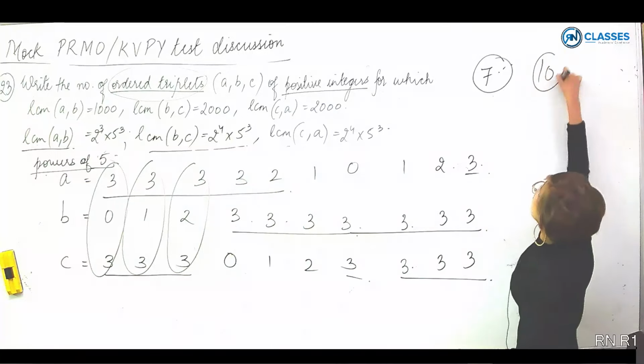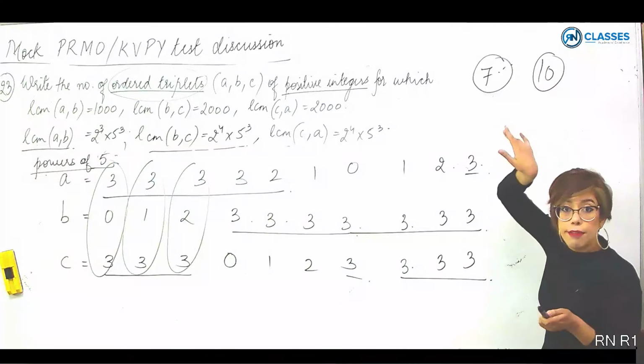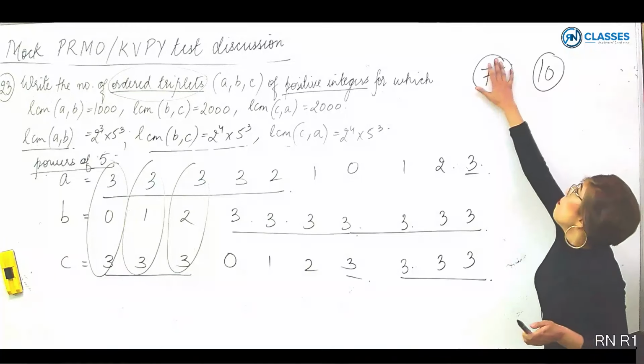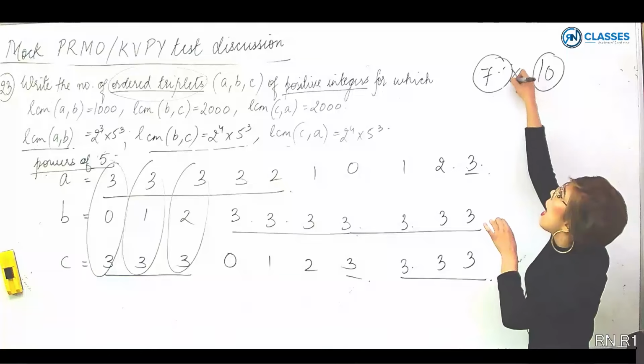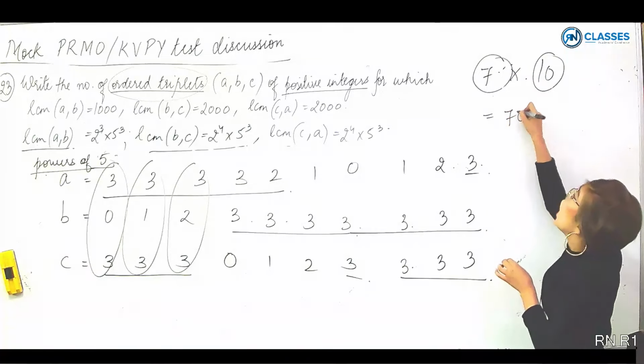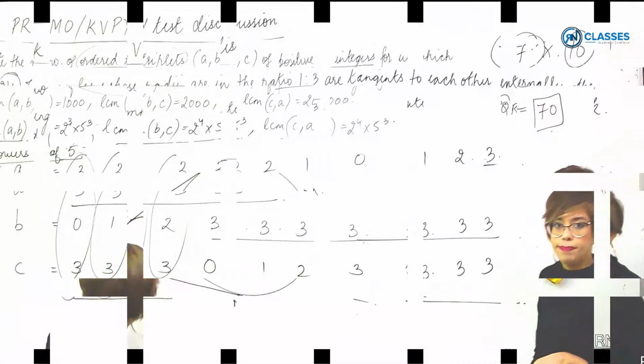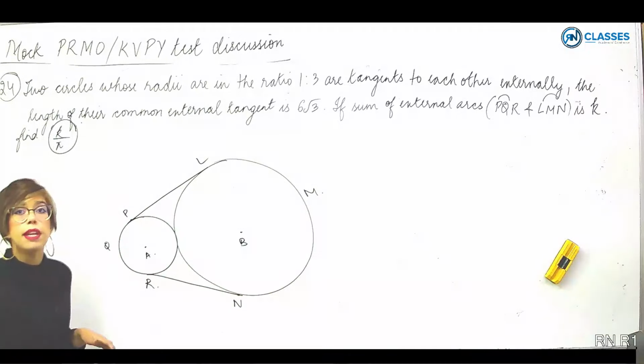Right? Now, powers of 5 can occur in 10 different ways. Now, powers of 2 and powers of 5 correspond to each other. So that means in total I can have 70 ordered triplets. Alright, on to the next question.